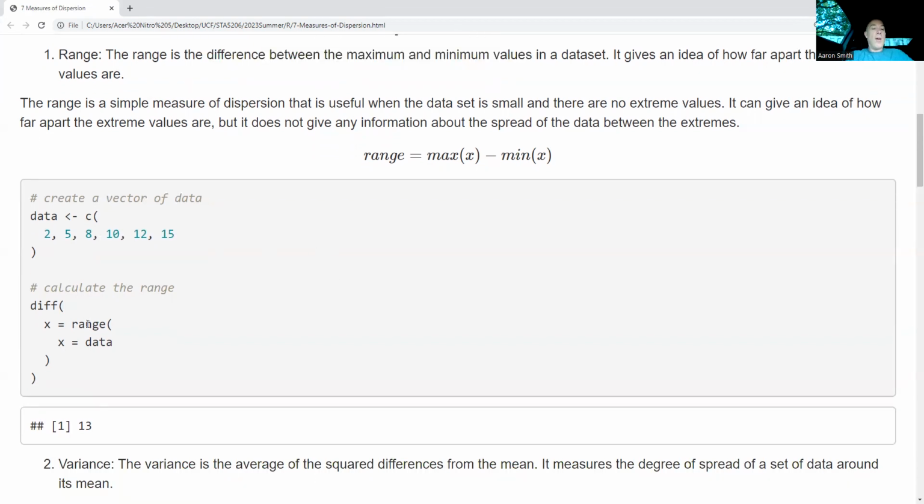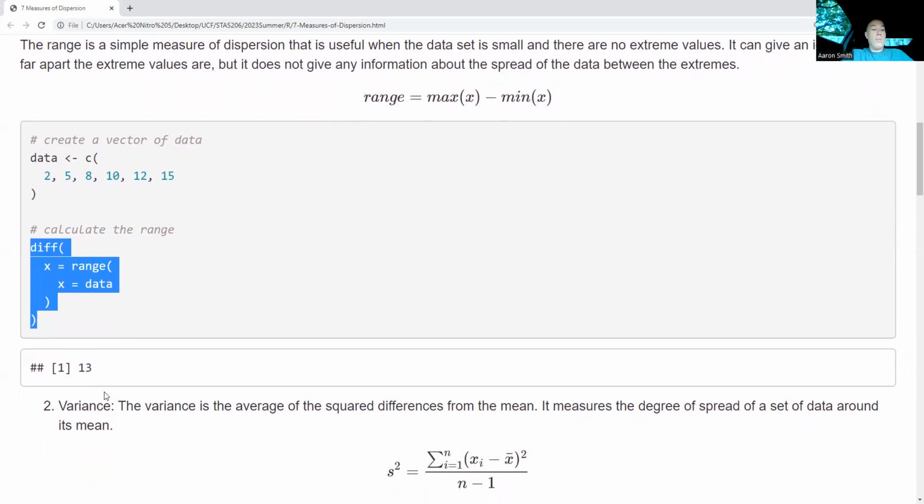Let's run through an example. Now, there are multiple definitions of the range. The range in R means a 2-number vector of the minimum and maximum values. If I want to take the range as I have it presented here, which is the difference between the maximum and the minimum, I need to run the difference function to run subtraction. And we can see that we get a difference of 13.